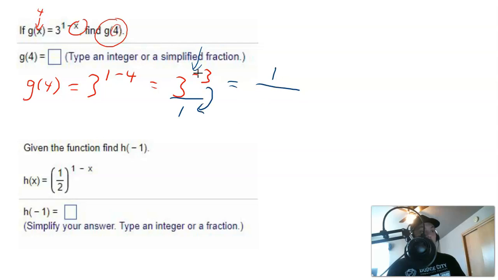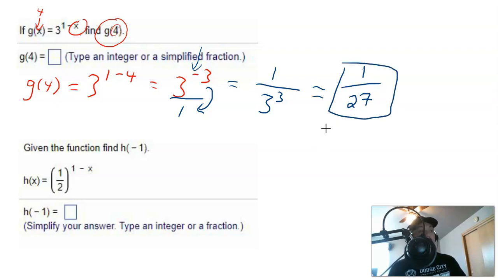And so since nothing will be left on top, we'll put a 1 in its place. And then we'll have 3 to the positive third power on the bottom. So when you flip it down to the bottom, the exponent becomes positive, and then we can evaluate it. 3 to the third power means 3 multiplied to itself 3 times. That's 3 times 3 times 3, which is going to be 27. So we get 1 over 27.